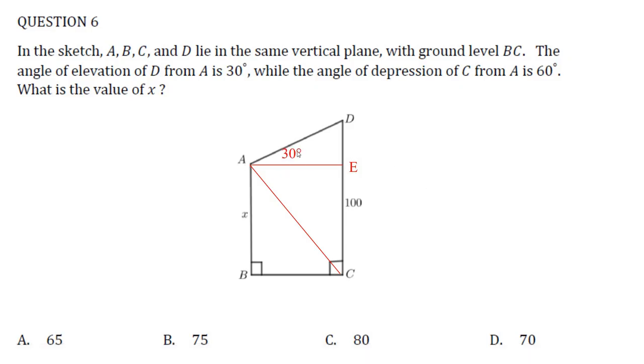From A to D up here is 30 degrees. Well, the angle of depression is 60 degrees. Well, that's a 90-degree triangle. I drew this line in here so I could think about the angle of elevation, and I called this E. Now, there's more than one way to do this question. They want us to find out how big this X value here is.